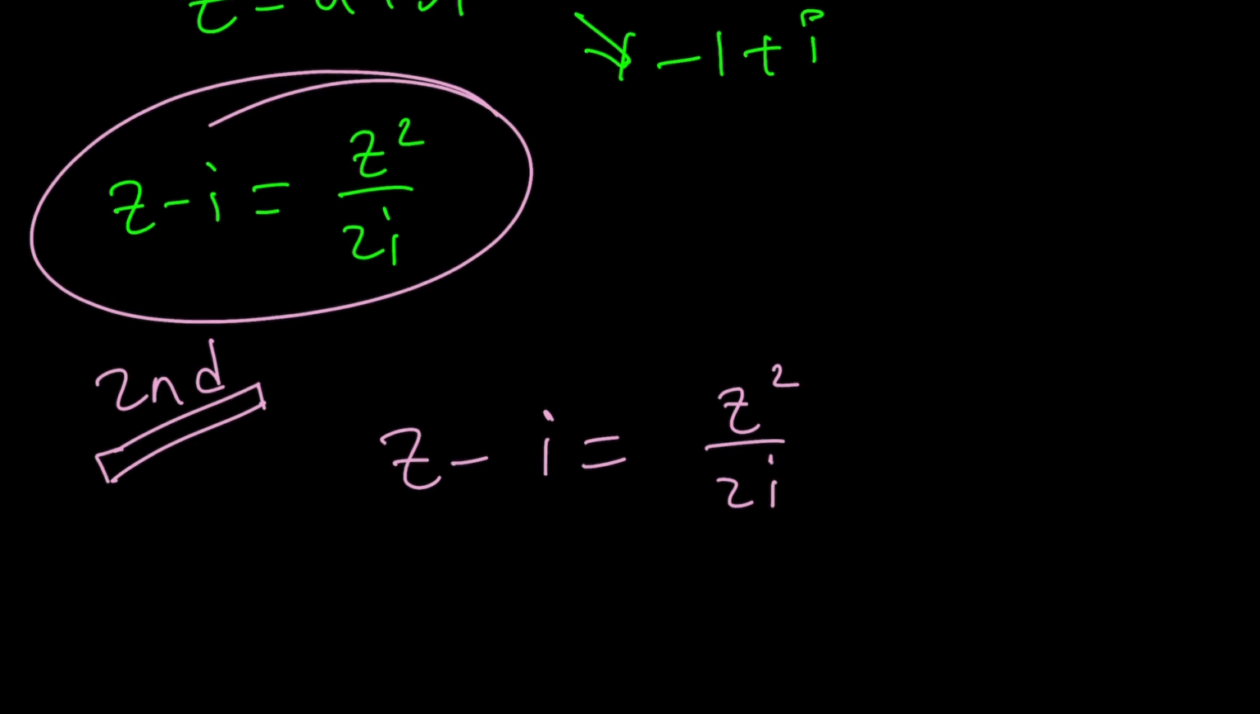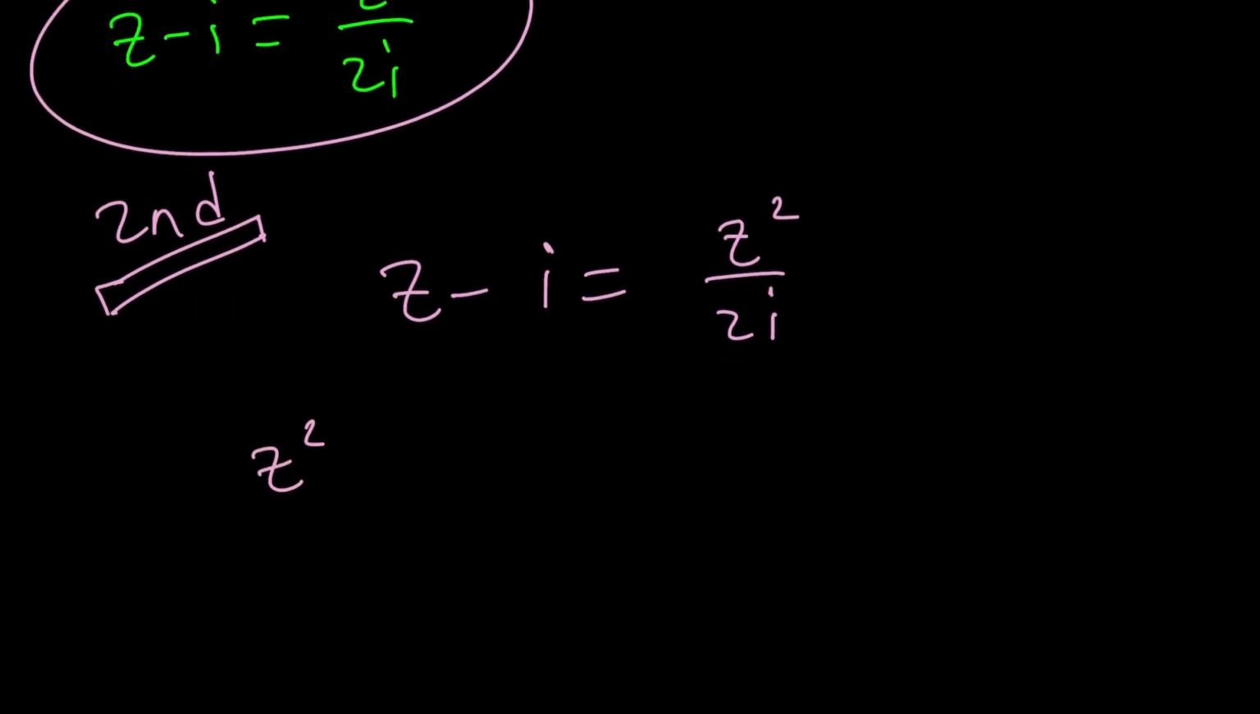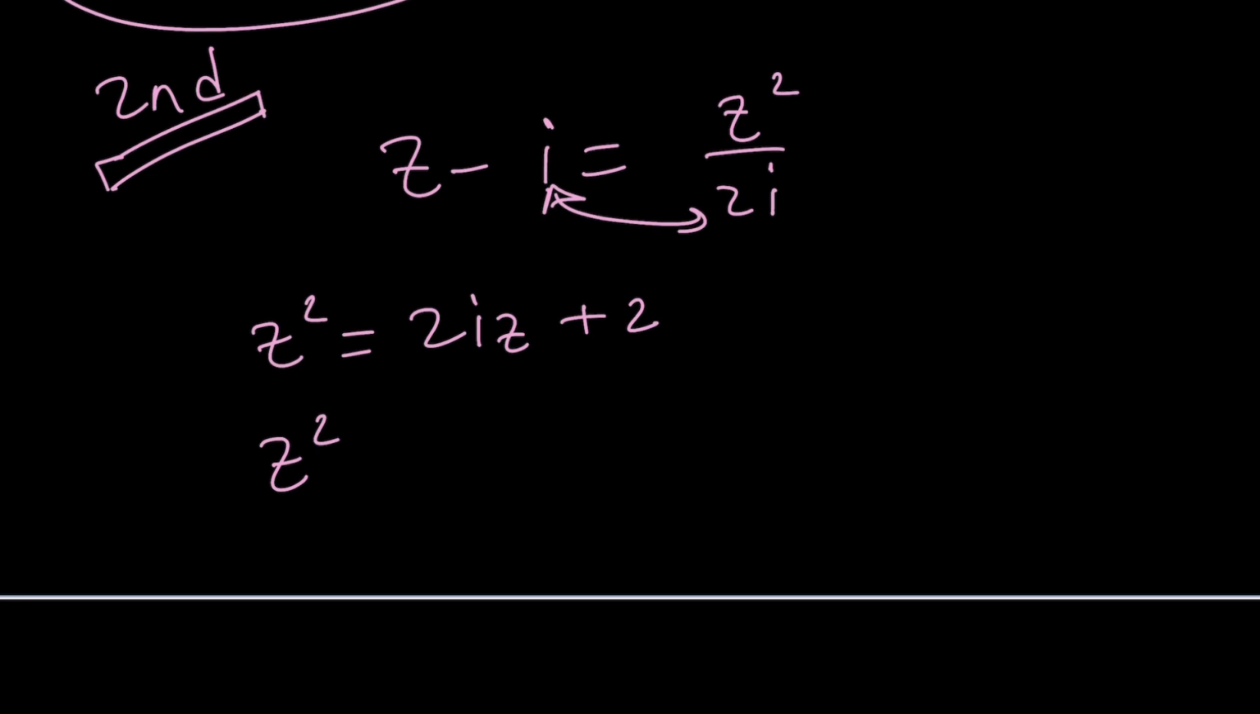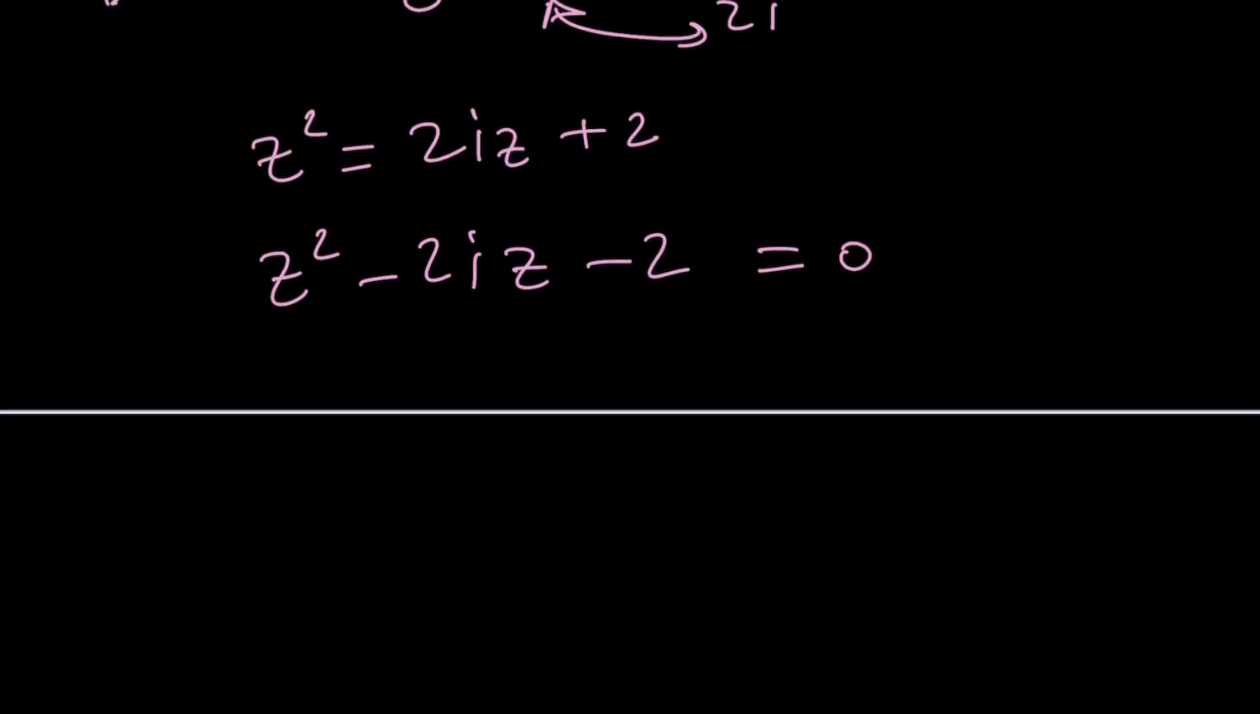The second method is probably a little easier, maybe. Let's go ahead and cross multiply. First, we get z squared equals 2iz minus 2i squared, that is plus 2. Awesome. Let's put everything on the same side and then apply the quadratic formula. I'll show you an alternative method, kind of like a 2a and 2b. The 2a would look like this.